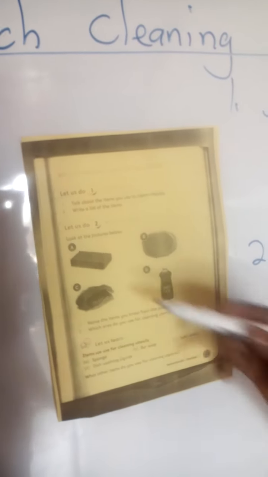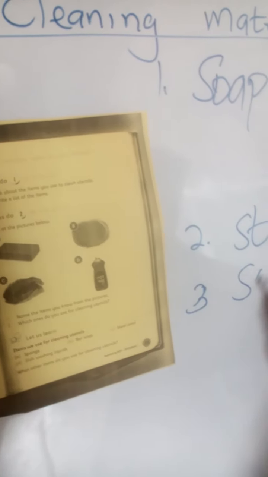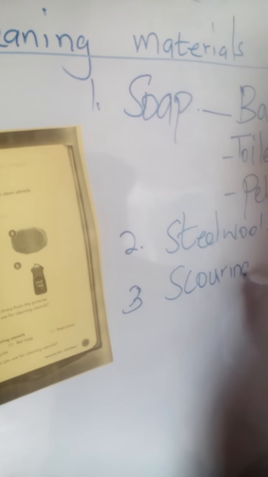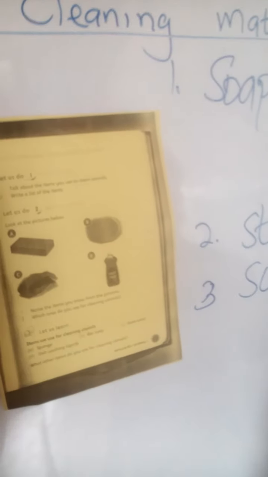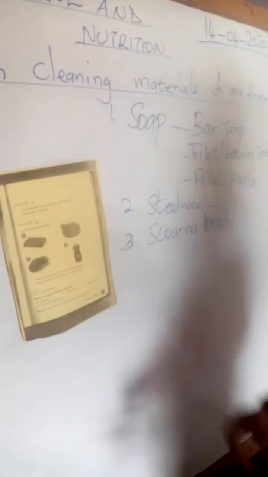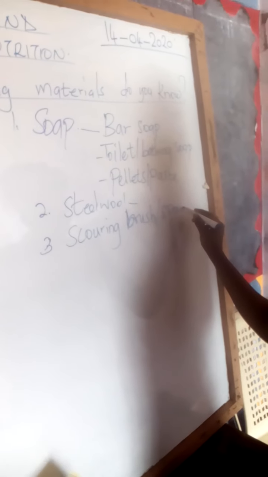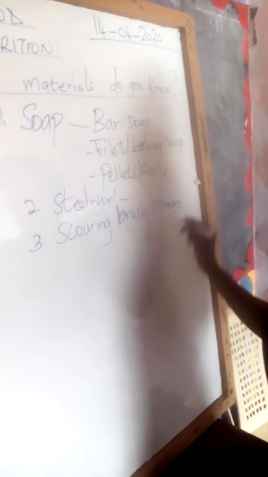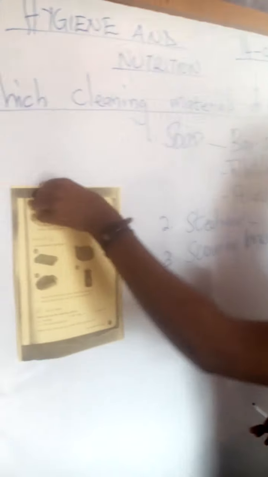And let us not forget, this one is called a scouring brush. We used to be finding it in the shop. We can buy it in the shop. Because we need it like a sponge. So some of us call it sponge. And that one is used for scrubbing utensils, used for scrubbing cups.